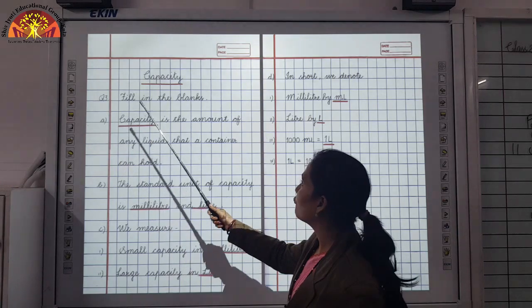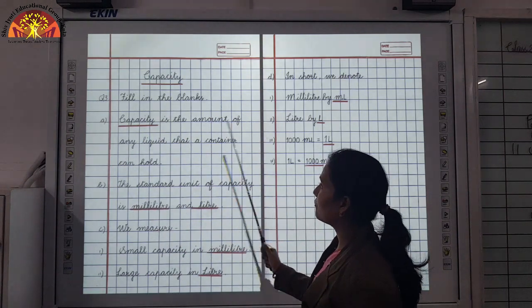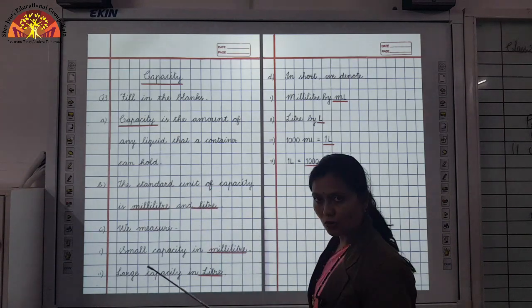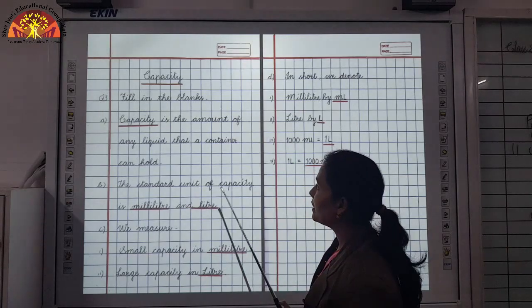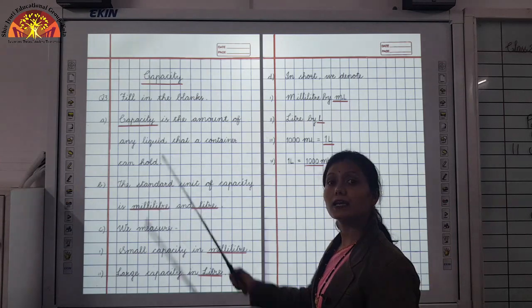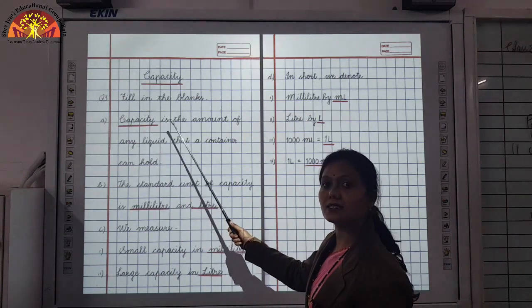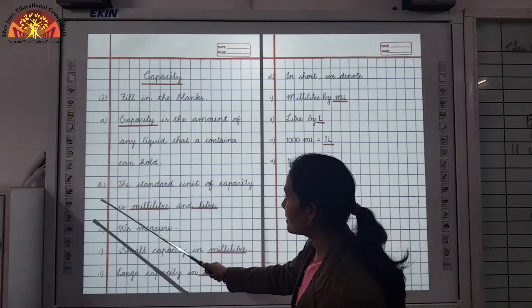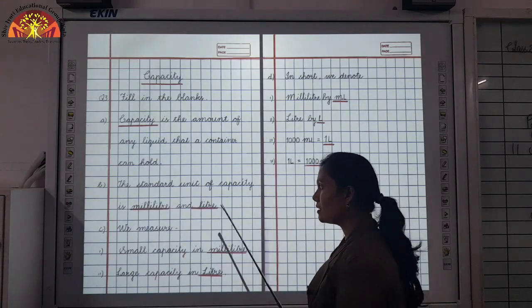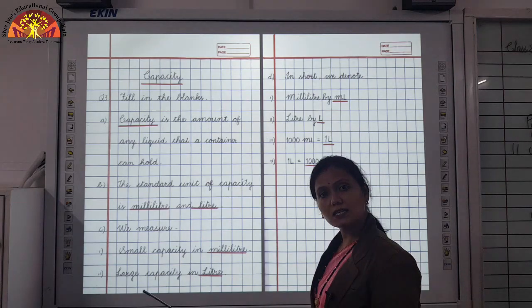Now next is capacity. Question number 3. Fill in the blanks. A. Dash is the amount of any liquid that a container can hold. So if we want to calculate the amount of any liquid in a container, we use capacity, right? C-A-P-A-C-I-T-Y, capacity. Next, the standard unit of capacity is dash and dash. So we measure capacity in milliliter and liter.